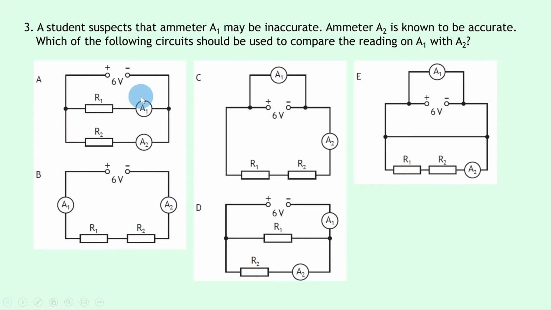So if we look at A first of all, we can see that A1 and A2 are actually on different branches of this parallel circuit. So they may not be measuring the same current depending on the values of these resistors, which we don't know. So we can eliminate A from our options.